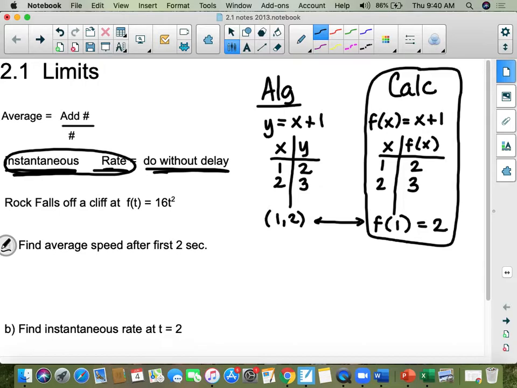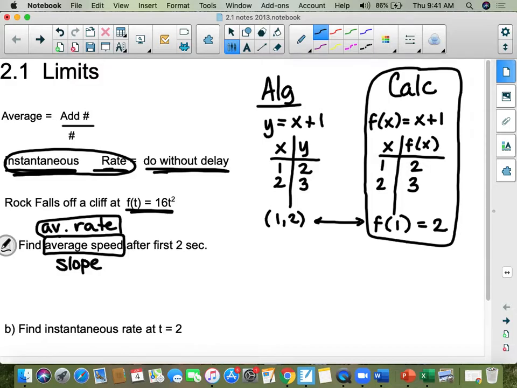So for example, a rock falls off a cliff at f of t is equal to 16t squared. That's just the equation, which would be a parabola, correct? Because it's to the second power. You're supposed to find the average speed after the first 2 seconds. I'm just going to circle that because you have to start looking at keywords. Whenever you see average speed, it says to find the slope. Another name for speed, they could say find the average rate. On the AP test, if it says to find the average speed or the average rate, they're asking you to find the slope.